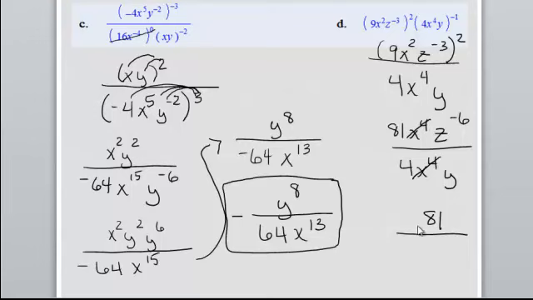Okay, so 81 over 4y. The y didn't have an exponent, right? No, it didn't. And then move the z to the denominator and you get z to the 6th power. This will be completely simplified.